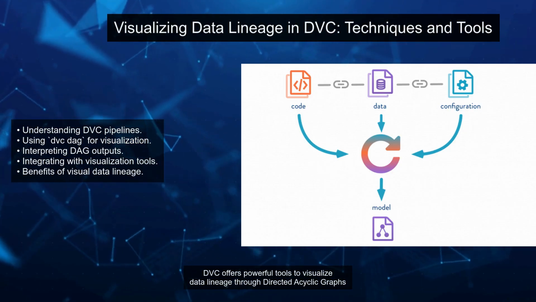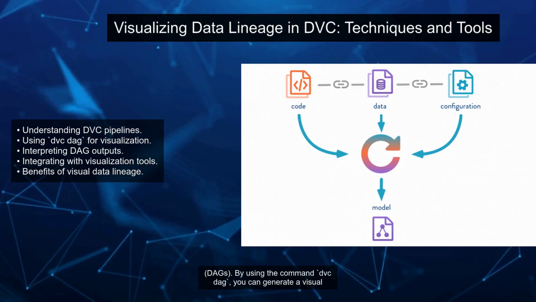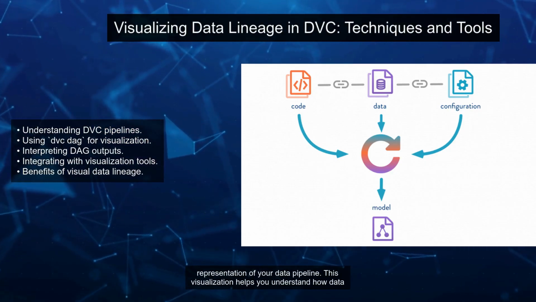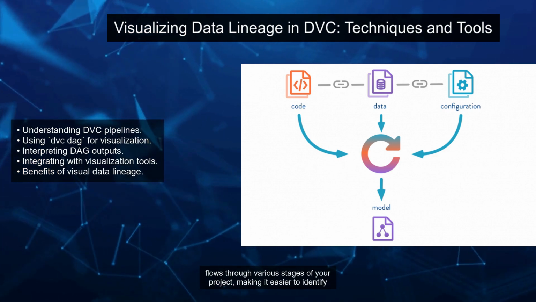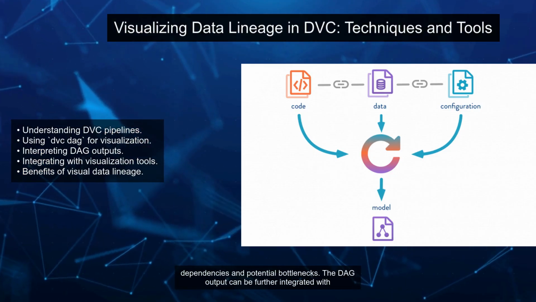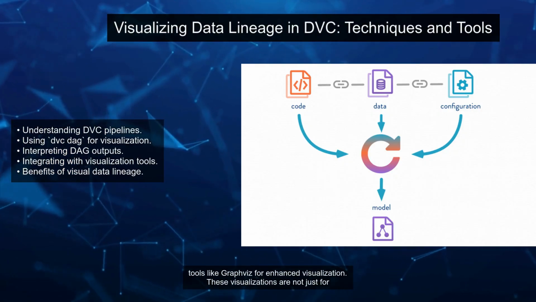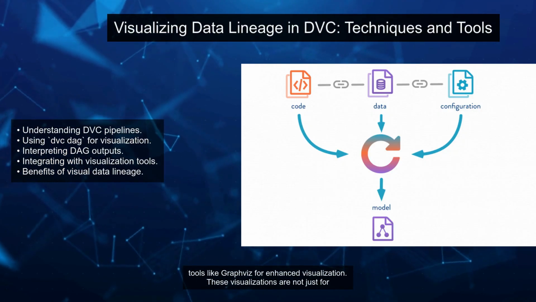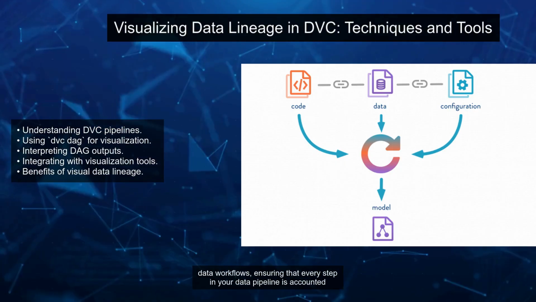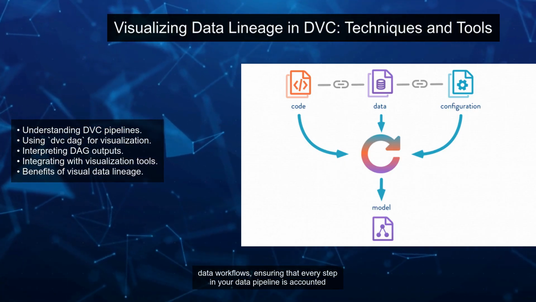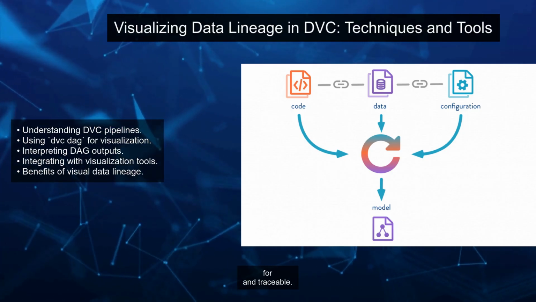DVC offers powerful tools to visualize data lineage through directed acyclic graphs, DAGs. By using the command dvc dag, you can generate a visual representation of your data pipeline. This visualization helps you understand how data flows through various stages of your project, making it easier to identify dependencies and potential bottlenecks. The DAG output can be further integrated with tools like GraphViz for enhanced visualization. These visualizations are not just for aesthetics, they serve as a practical guide for debugging and optimizing your data workflows, ensuring that every step in your data pipeline is accounted for and traceable.